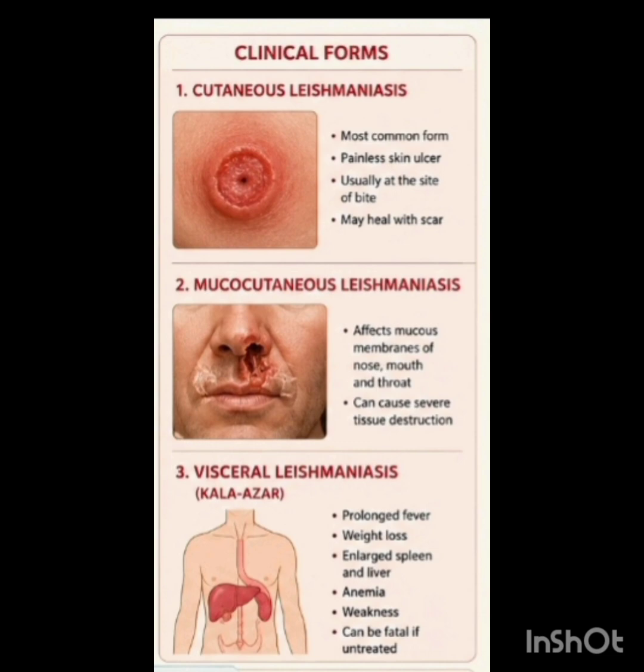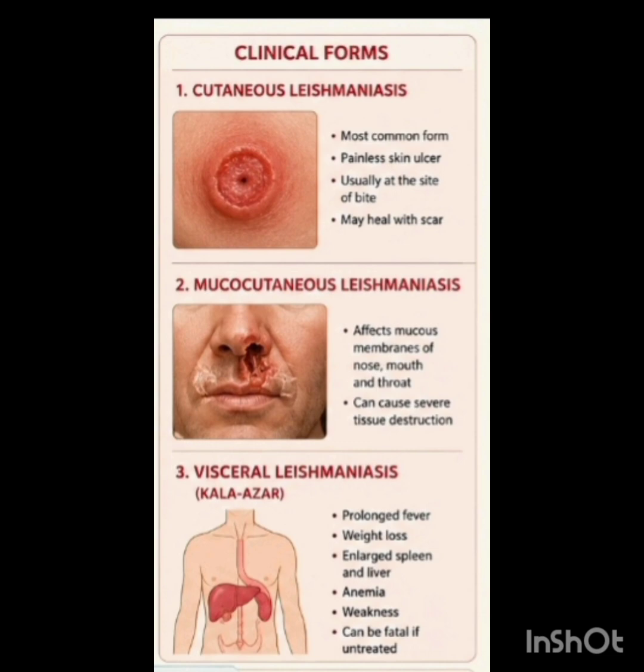But the most dangerous form is visceral leishmaniasis, also known as kala-azar. Here, the parasite spreads to organs rich in cells of the mononuclear phagocytic system, particularly the spleen, liver, and bone marrow. The patient may develop prolonged fever, weight loss, weakness, anemia, and massive enlargement of spleen and liver. So, if cutaneous leishmaniasis is a battle on the surface, visceral leishmaniasis is a battle happening deep inside the body.